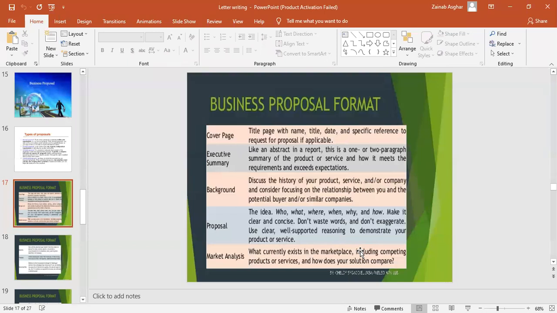where that idea is standing, when it is going to be applicable or introduced into the market, why we want that product to be made, and how it is different from the other products. So you have to answer all these questions related to your business proposal. मतलब जिस चीज को आप sell out करना चाह रहे हैं, you need to talk about it by answering all these questions: who, what, where, when, why, and how.